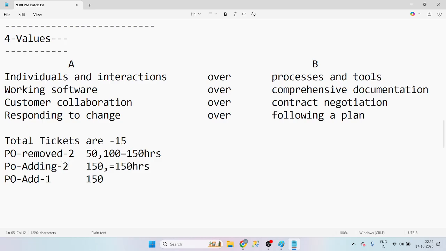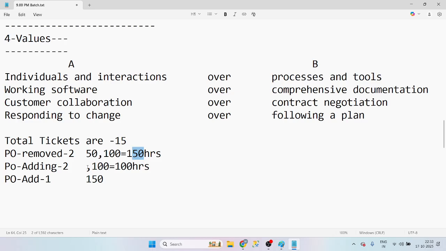Now, the product owner is saying no, that 100 ticket is really important. I will remove this 150 hours. Okay, no problem. Now you guys are having 50 hours of leisure time. Am I right or wrong?